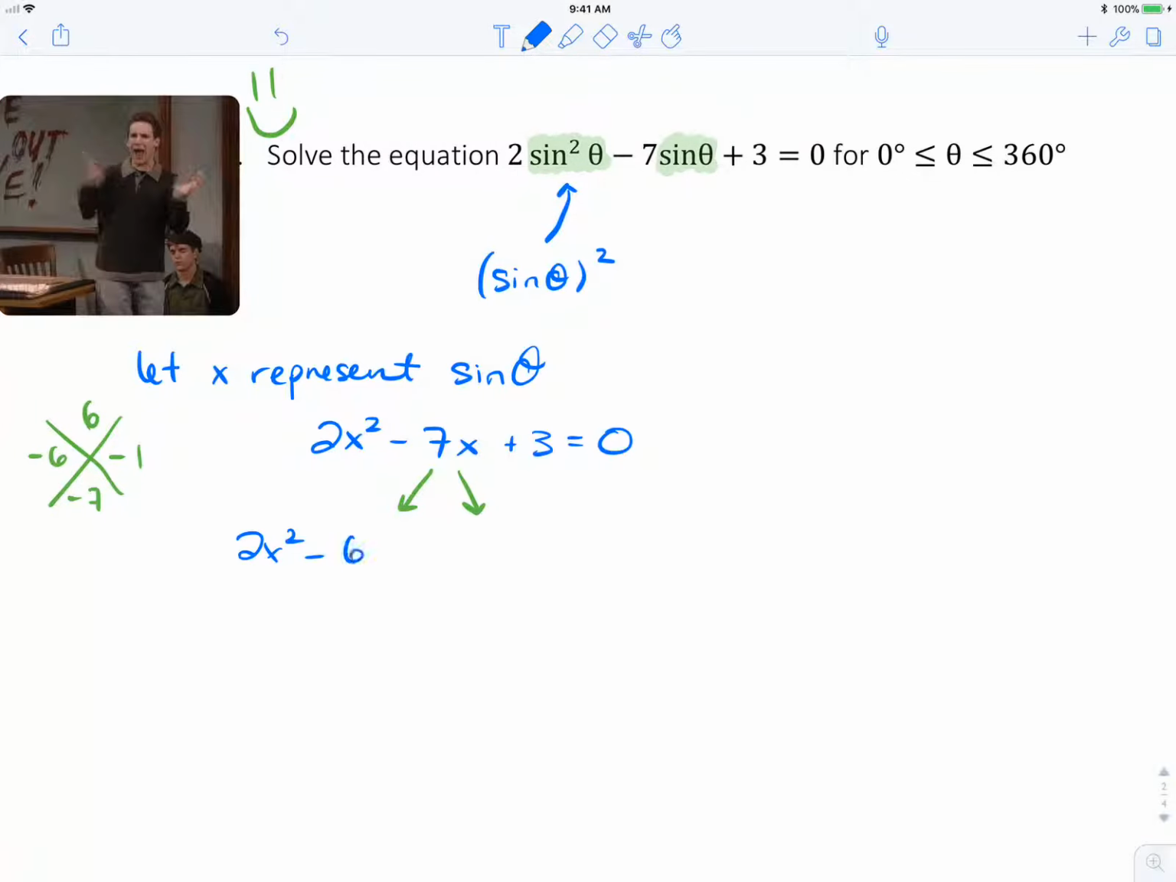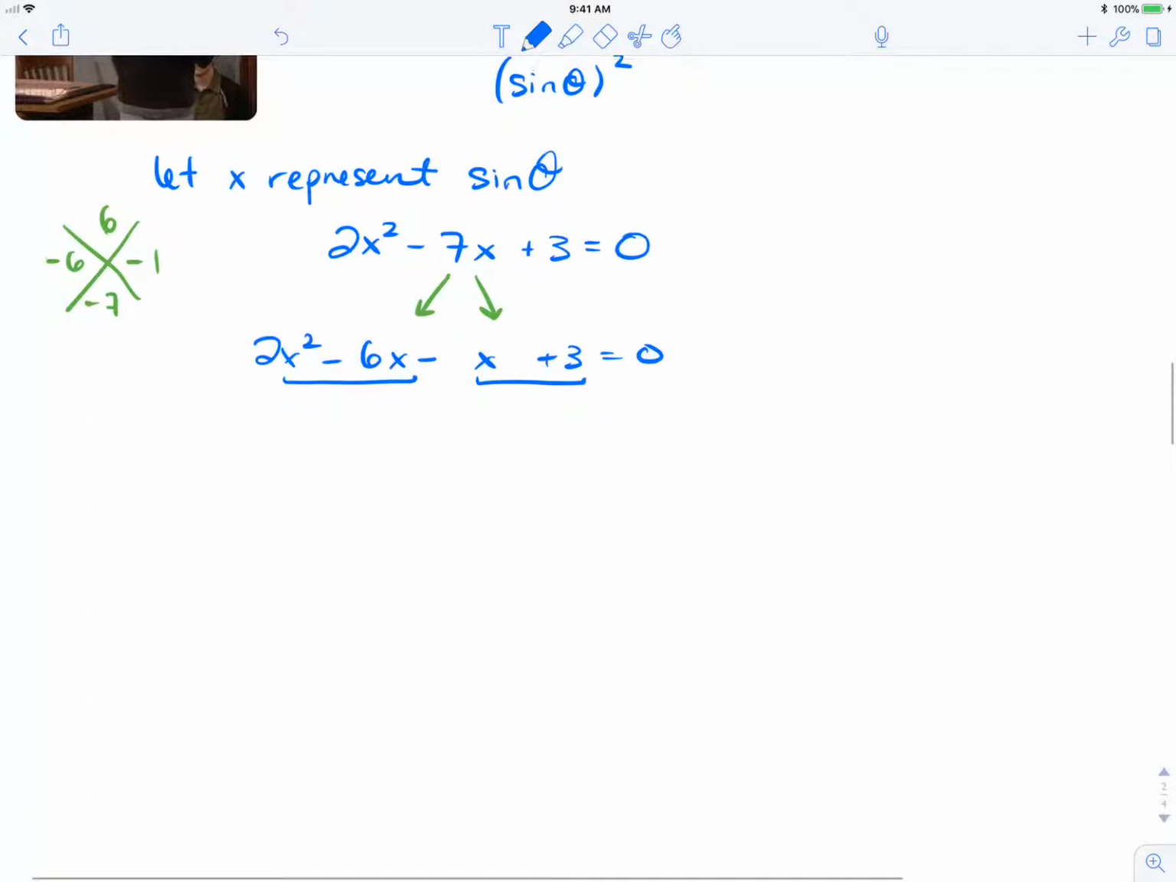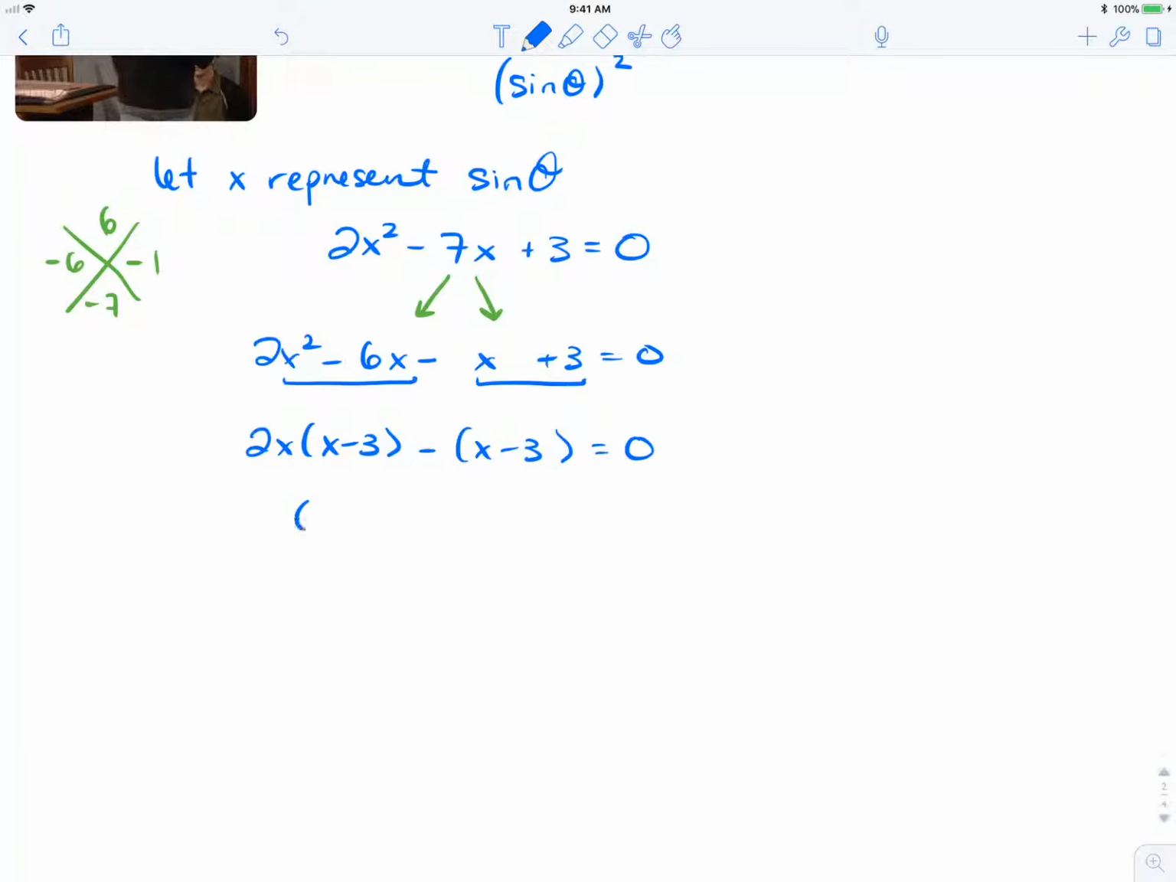2x squared minus 6x minus x plus 3. And I common factor those two terms. I'm left with an x minus 3 and a 2x minus 1.